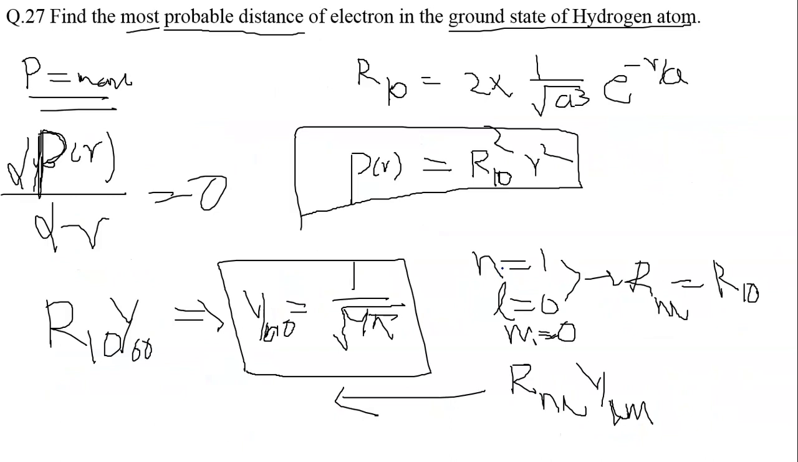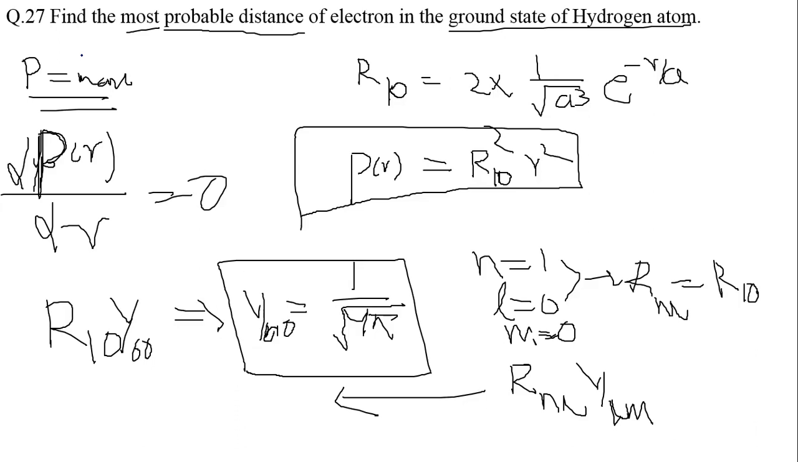So this was the question. In this question, we had to find the most probable distance of the electron in the ground state of the hydrogen atom. The ground state of hydrogen atom means the n value is 1 and l value is 0 and m value is also 0. So the ground state will be psi 100, and if we decompose the wave function into two parts, the total wave function can be written as a radial part and an angular part, that is spherical harmonics. So it will be R10 into Y00.